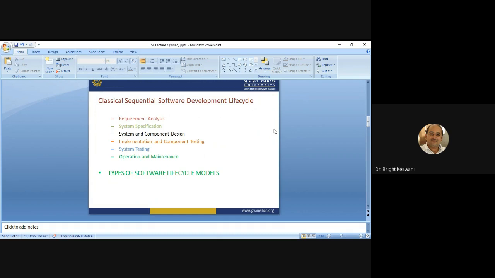The outcomes of this phase are: first is user requirements, second is project contracts, and thirdly, a rough project schedule. Once these are established, they have to be defined in such a way that they are usable in the next phase. The next phase is system specification.